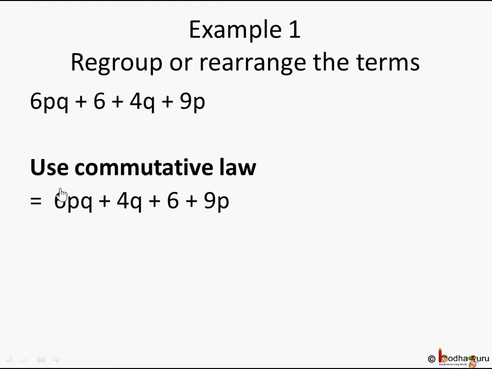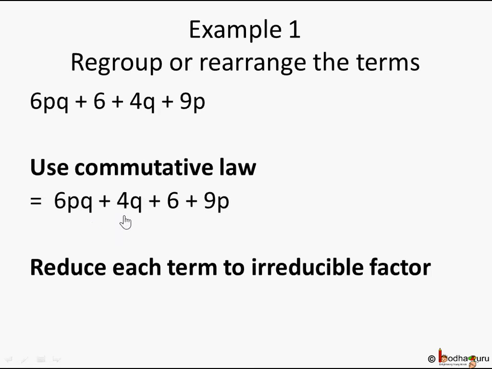So now let's narrow our search to finding a common factor in 2 terms. In 6pq plus 4q, I can see q common. If I make 6 as 2 into 3 and 4 as 2 into 2, 2 is also common. So this looks good, in this I can find something common. 6 plus 9p, can we find something common? 6 is 2 into 3 and 9p is 3 into 3 into p. So yeah, 3 can be common. So this looks good. So we can regroup them and try to find something common.